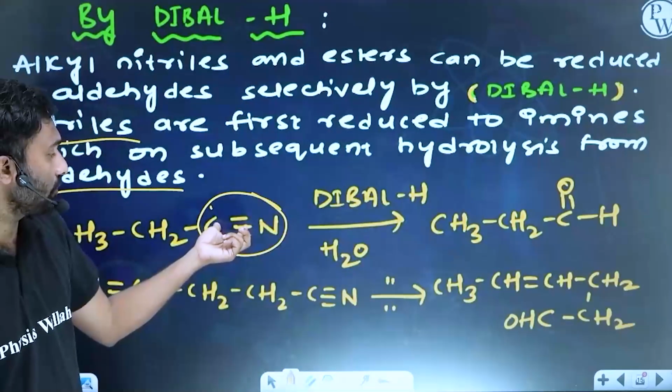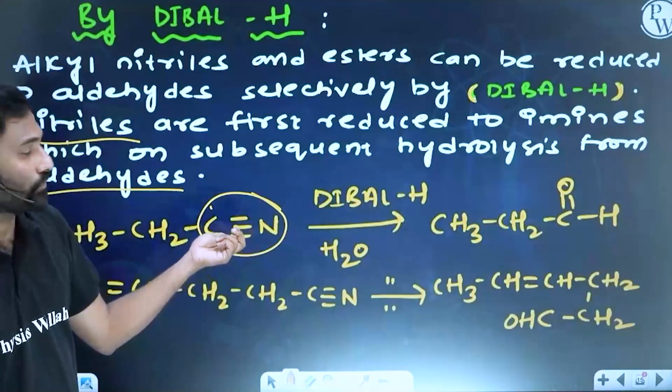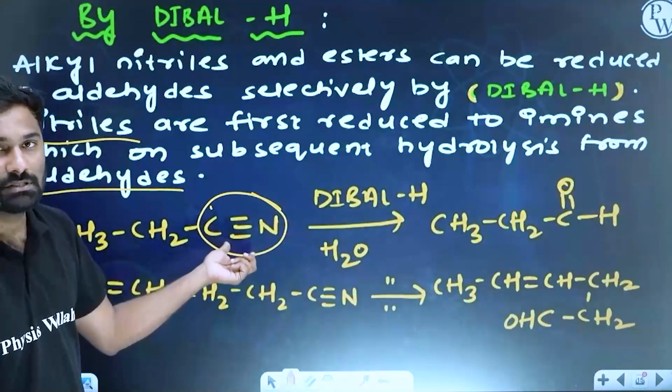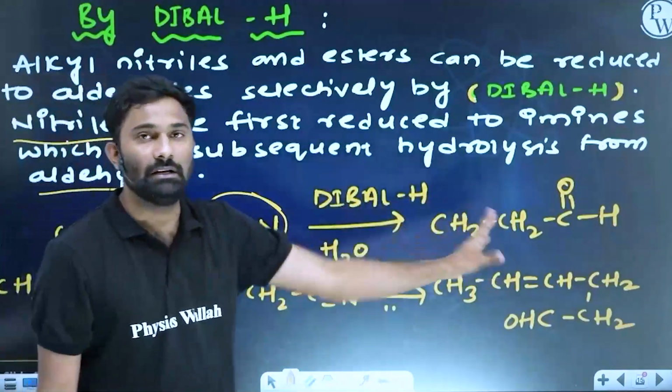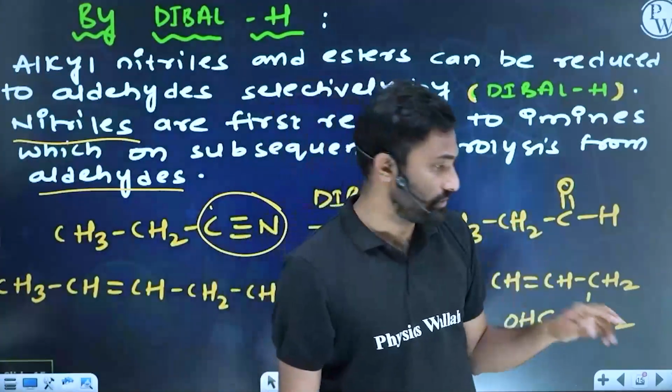Which one will be reduced? It will reduce only the nitrile group or cyanide group. This cyanide group will be converted into aldehyde in the presence of dibal H. Okay, next.